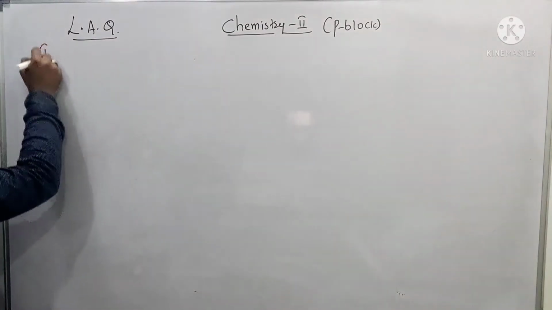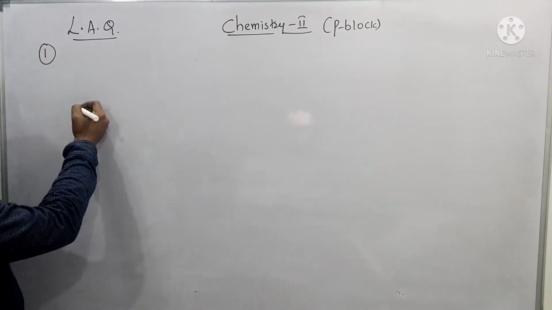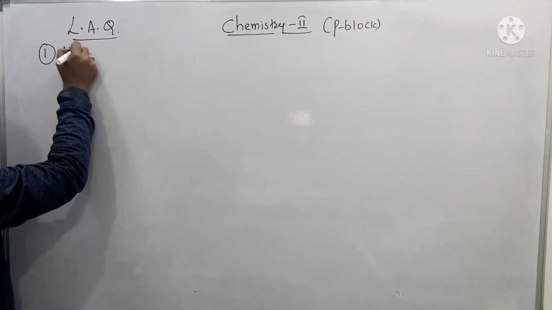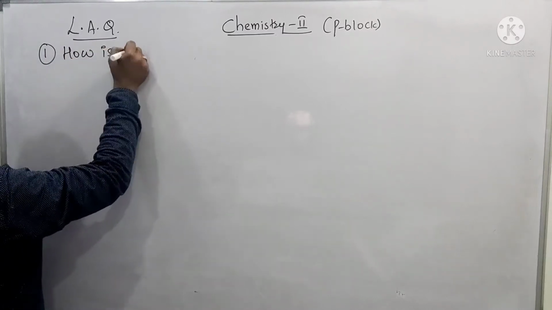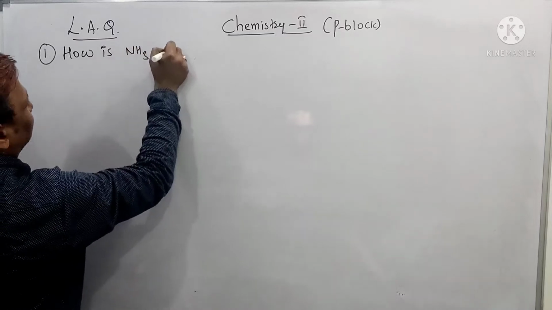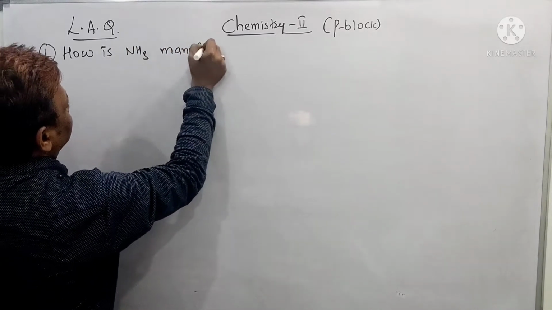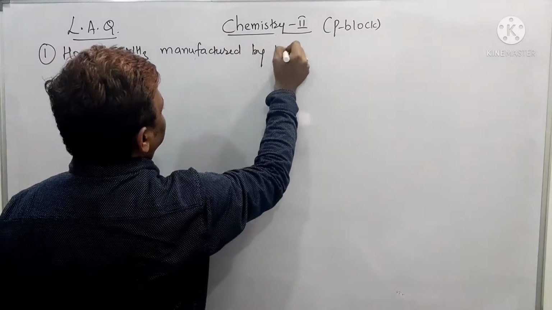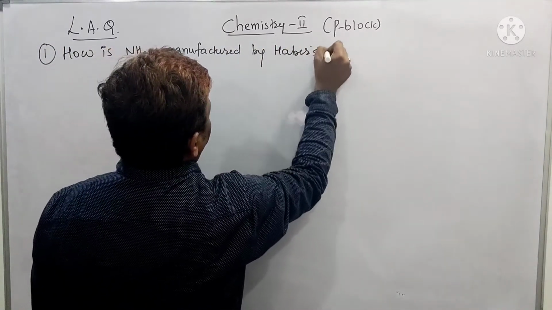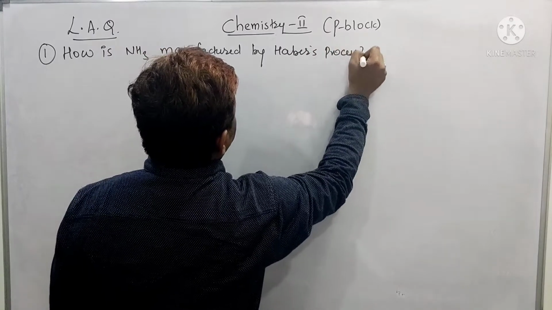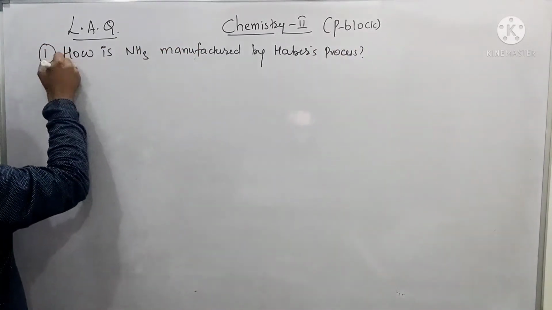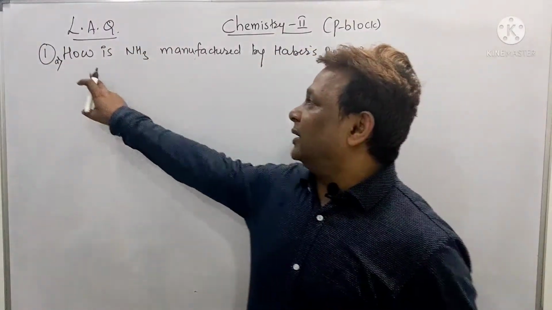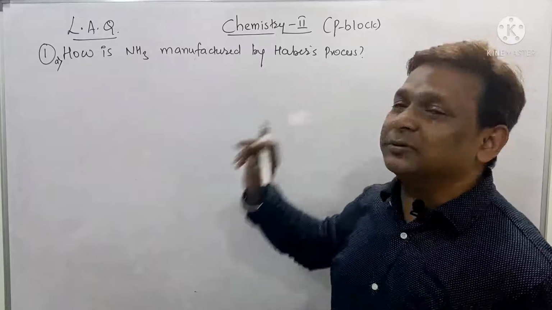I am going to write here: How is ammonia manufactured by the Haber's process? They will ask this question for 8 marks. In this one we are having 2 questions. First part A: how is ammonia manufactured by the Haber's process?